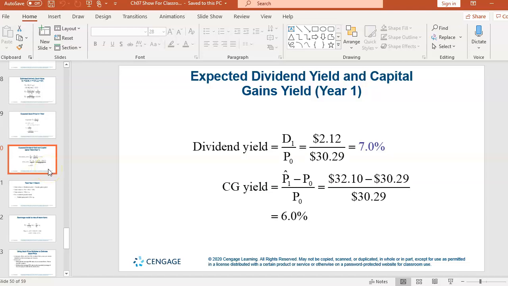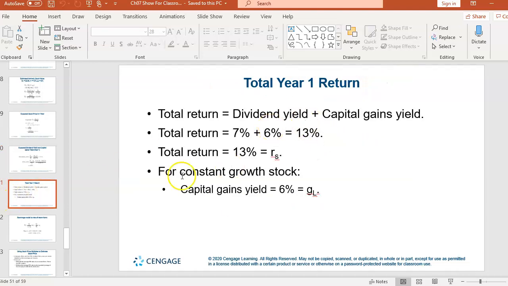Remember that this R sub S was 13, and we can always break out the yield of 13 into its subcategories of dividend yield and capital gain yield. My dividend yield is the D1 divided by P0, the future dividend divided by the stock price today. I get 7%. My capital gain yield is the change in my price between a future year and the base year, being P0, and then I divide that by my P0 price. I get 6%. So it makes sense, right? 7 plus 6 is 13. The total return is 13. The dividend yield is 7. The capital gain yield is 6. The sum of the two is my total yield.